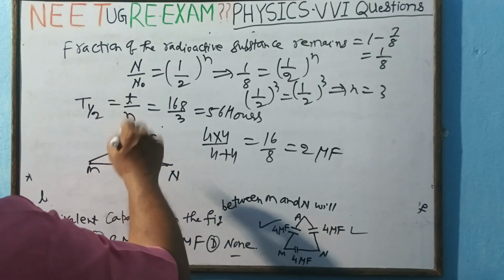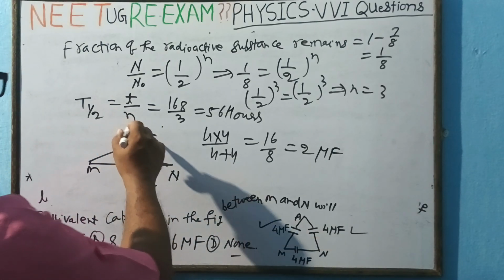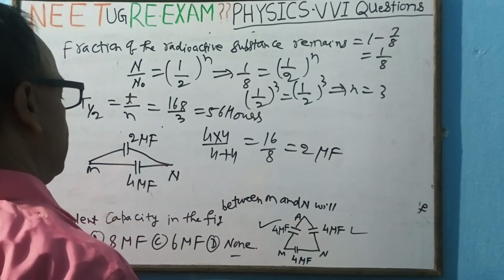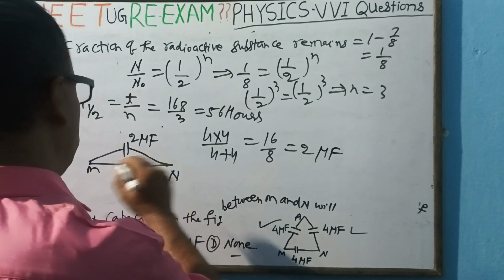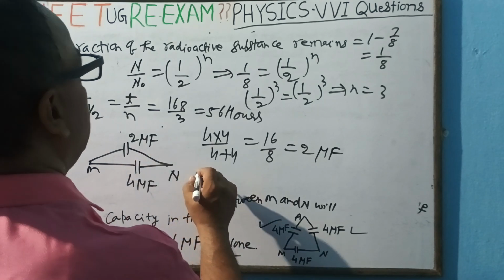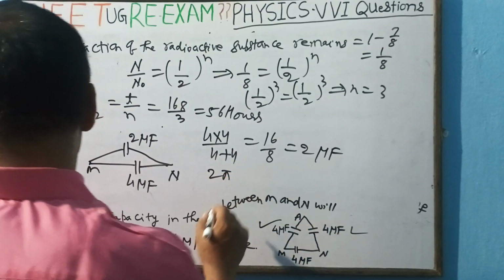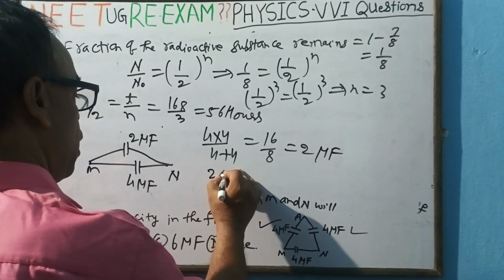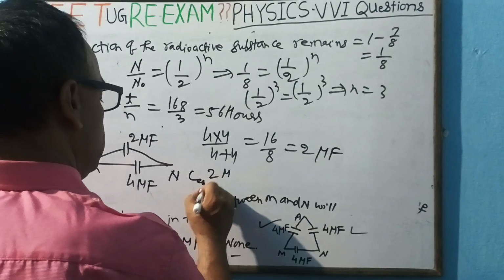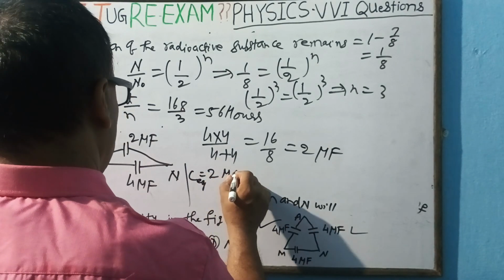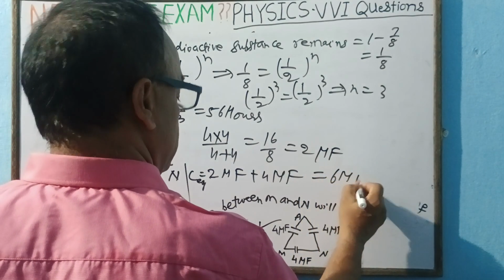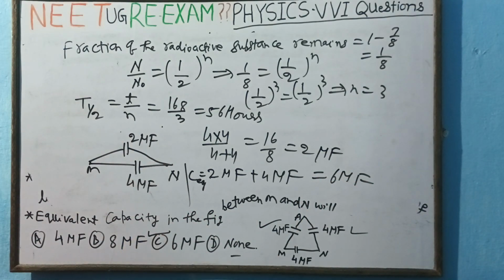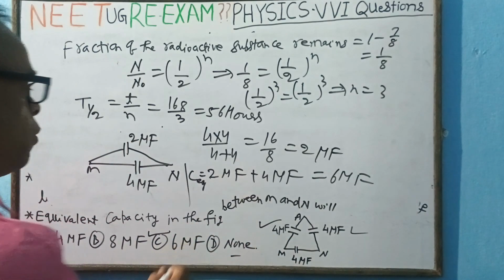And this becomes parallel, and the equivalent capacitance becomes simply the sum of the individual capacitors. C equivalent is 2 microfarad plus 4 microfarad, and the answer becomes 6 microfarad, and the option is C. And hence we find the equivalent capacitance between M and N as 6 microfarad.